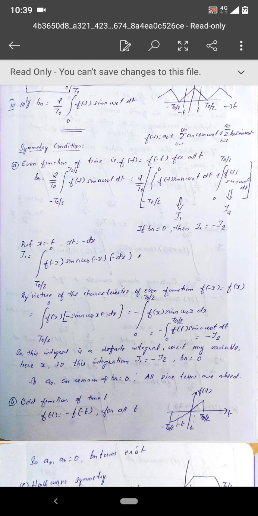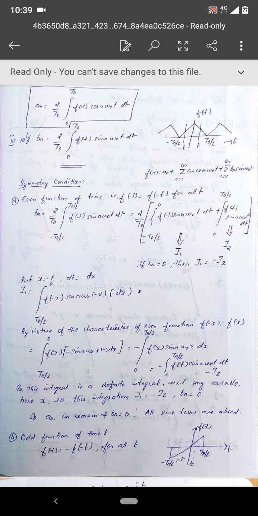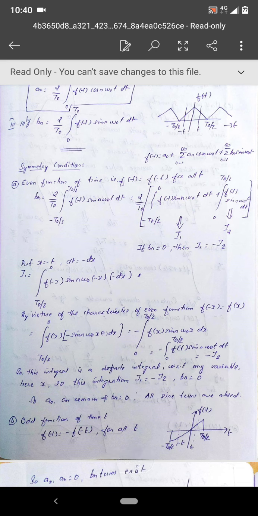I have drawn an example of an even function in the figure above, a triangular waveform. At t equal to 0 it has the maximum value, but the y-axis acts as a mirror, so one side is the mirror reflection of the other. The value at t naught by 2 will be the value at minus t naught by 2. That is the relationship f of t equal to f of minus t. The value of the waveform at any arbitrary time t will also occur at time minus t. That is the peculiarity of an even function.